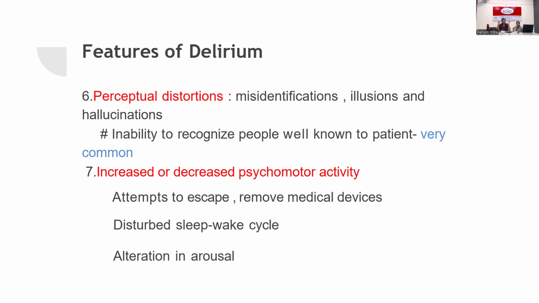And disturbed sleep-wake cycle. Sometimes a disturbed sleep-wake cycle means the patient may have a sleep reversal. They'll get up in the night and sleep during the daytime. This is a very common presentation. People will tell like that, or they'll not have sleep in the night. And sometimes they'll have this increased psychomotor activity. Decreased means they can be completely lethargic.